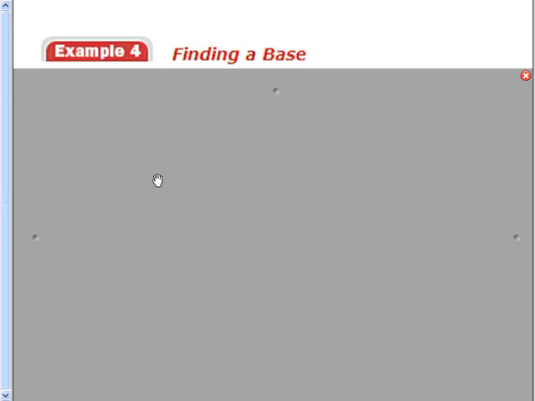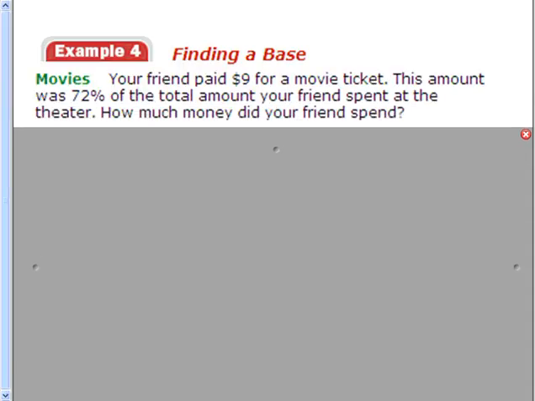All right, one last example for lesson 7.4. This example is about finding a base. So far we have found the part, we have found the percent, now let's find the base. All right, we have an example about movies in our book.